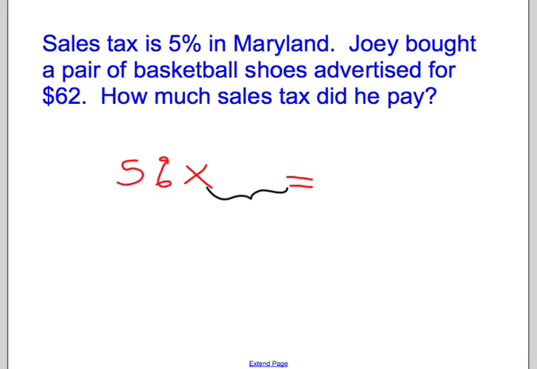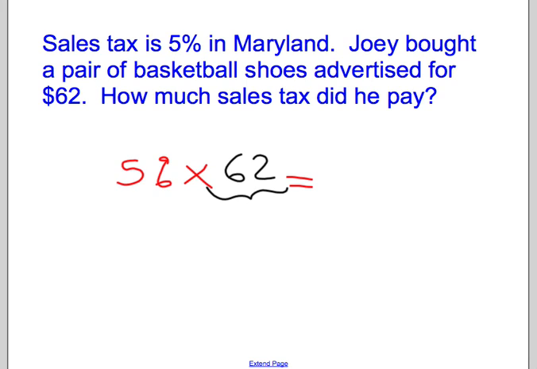$62. Braden, on these problems, could you divide the 62 and 5% and then add what you got to the 62? We'll be doing something like that. Maybe not on this one, but.